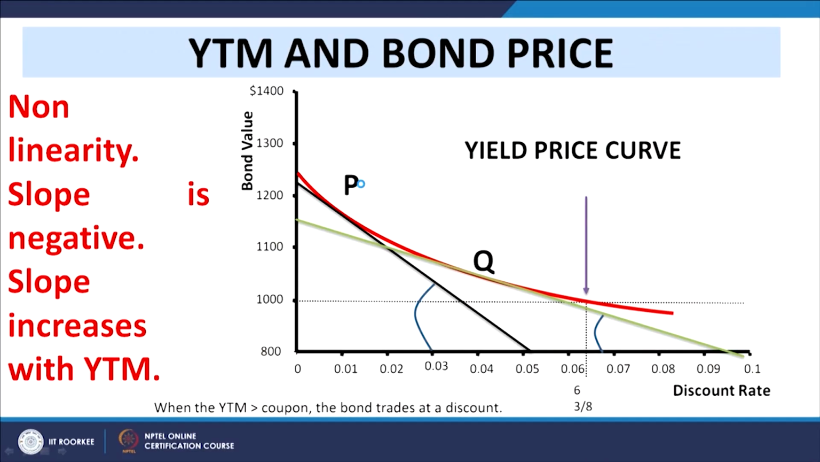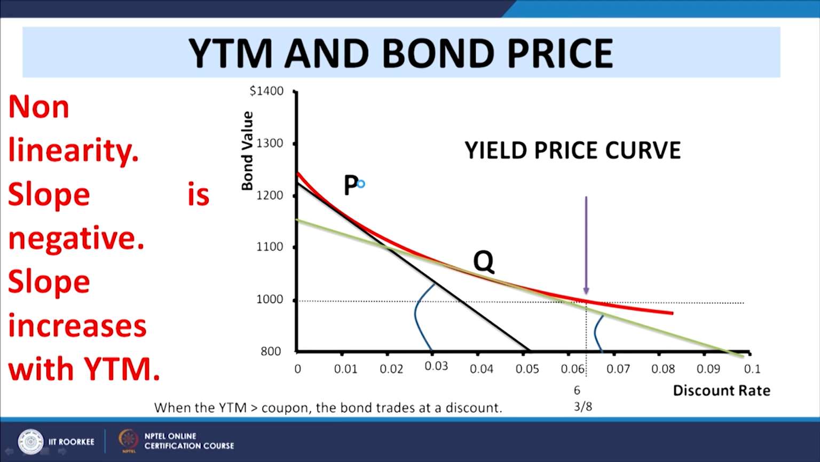Now, let us look at this diagram. We have seen it earlier. This is a diagram which depicts the price of the bond as a function of the YTM. I repeat, it is a yield price curve. In other words, it depicts the price of the bond at various values of YTM. The price of the bond is plotted along the y axis, the YTM of the bond is plotted along the x axis. And one thing is very obvious, the red curve is the relevant curve.